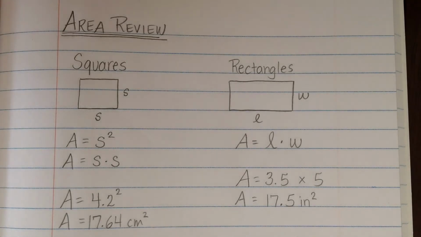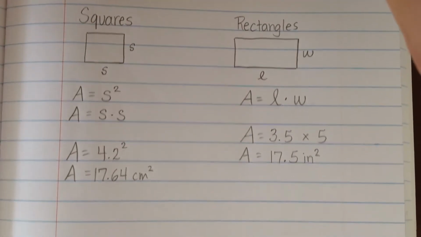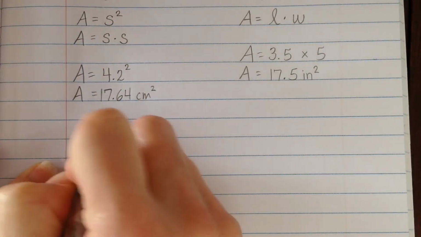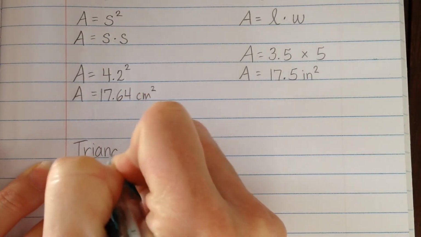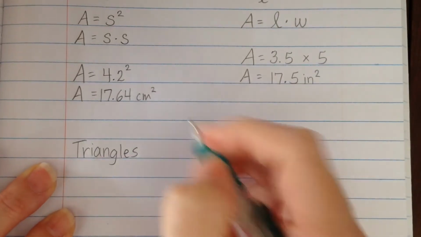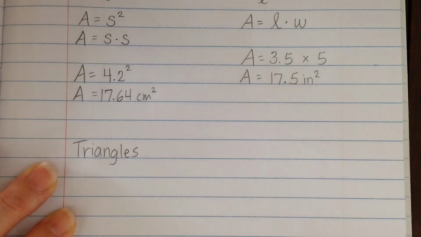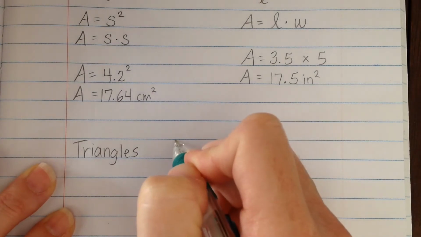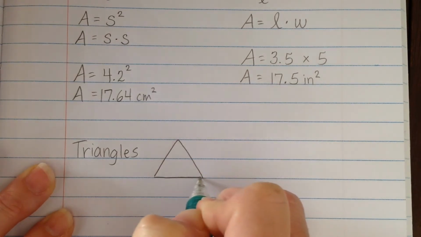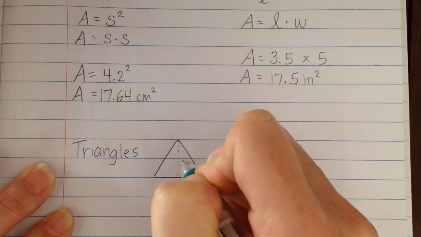Let's do a little review of triangles. All right, hopefully you guys remember how to find the area of a triangle. Okay, triangles. Now triangles come in all sorts of different sizes. Some of them are right triangles, some are acute, some are obtuse, some are isosceles, some are equilateral. They're all different, but they all have a base and they all have a height. Okay, this would be the height.